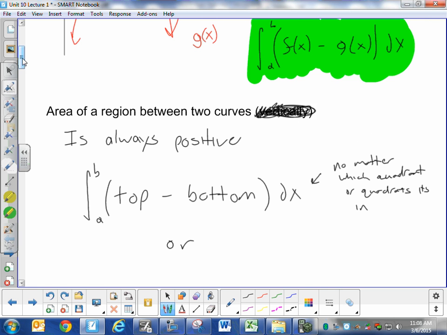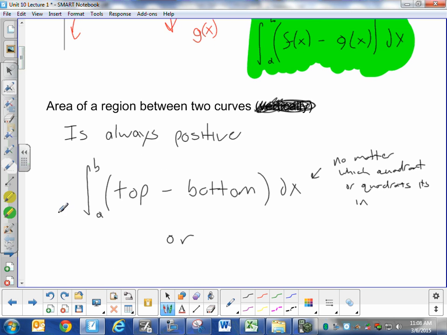Or, if you're lazy and you have a calculator, it could be either minus the other if you do what? Absolute value. Make it positive. Because if I did the other way around, if I did the bottom minus the top, I'd get a negative area. We'll just make it positive.